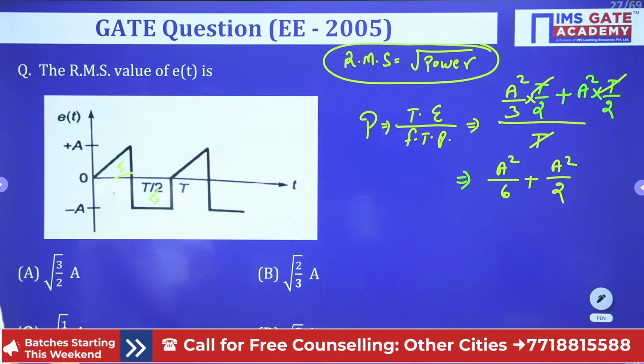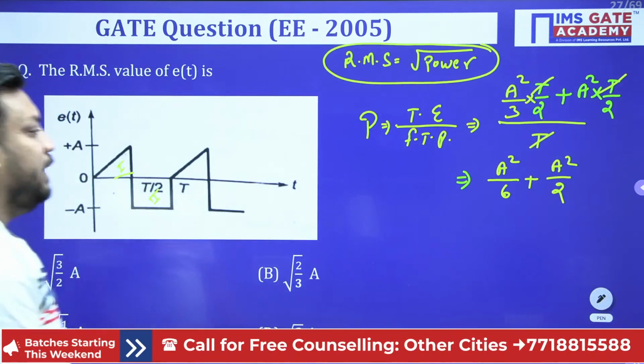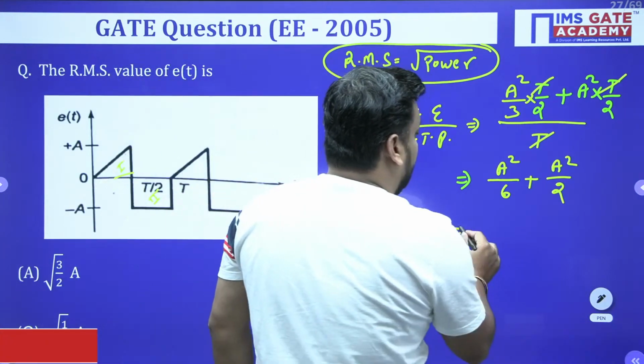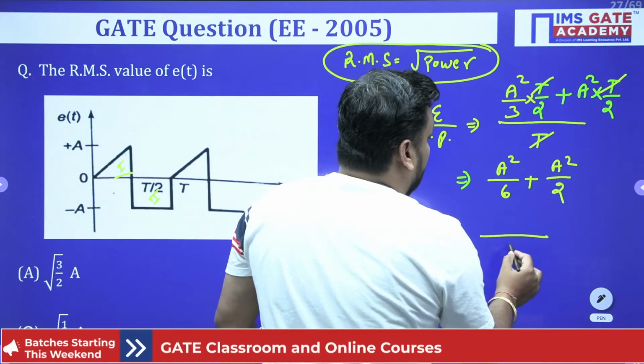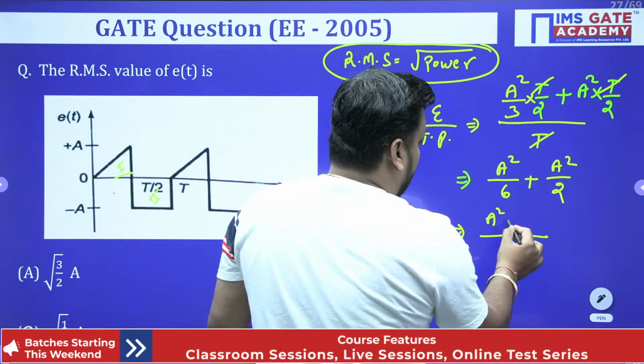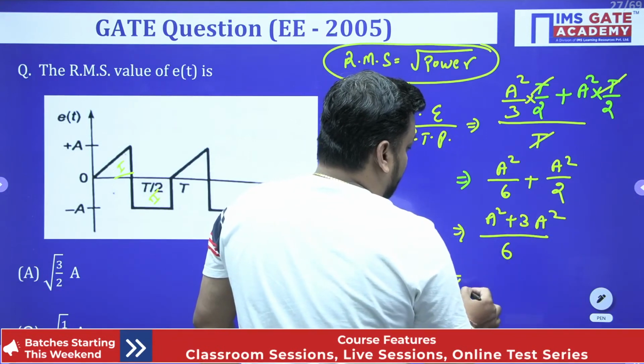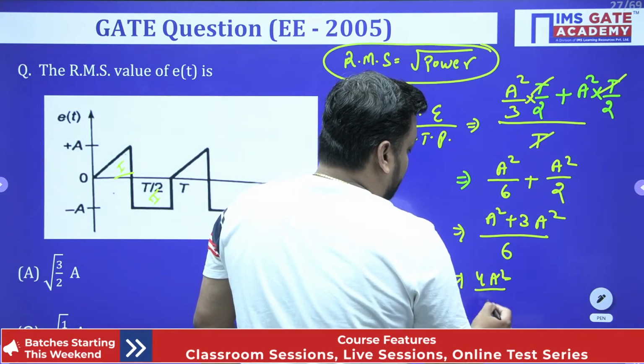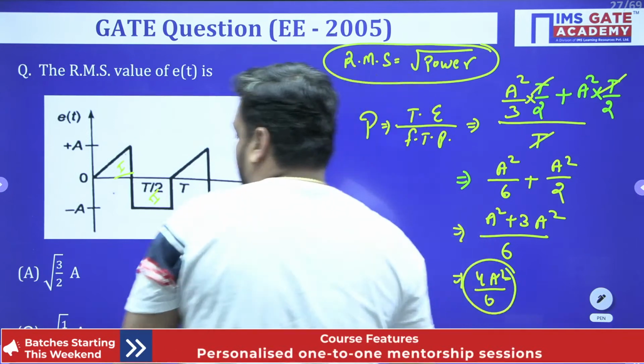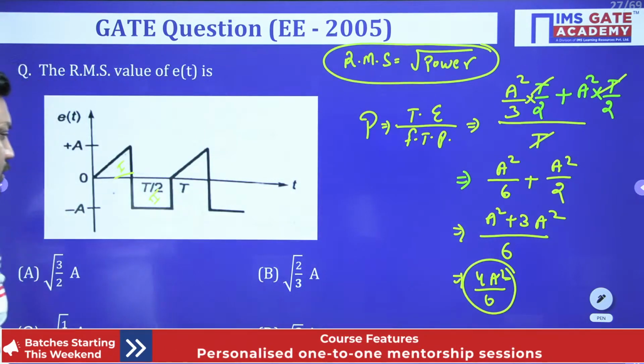Now you need to tell me, when you take the LCM, what do you get? Here it is 6, so here it is A square. Here it is 2, 3 is 6, so here it is 3A square. So ultimately it will be 4A square by 6. Yes or no? Is it clear?